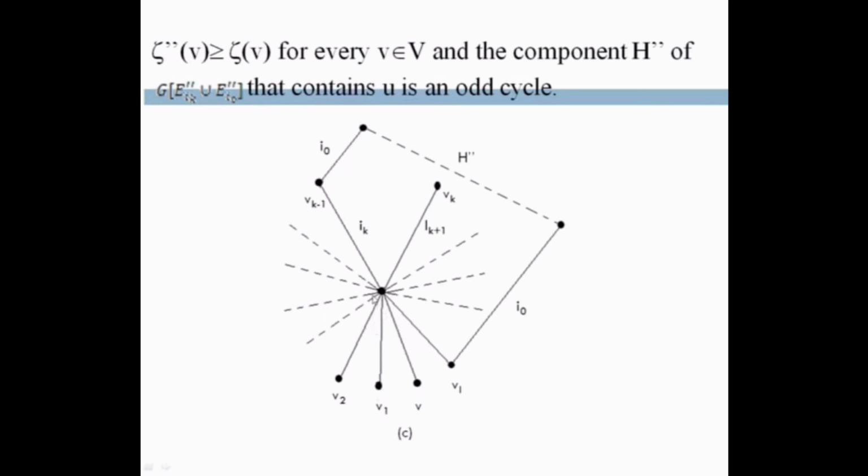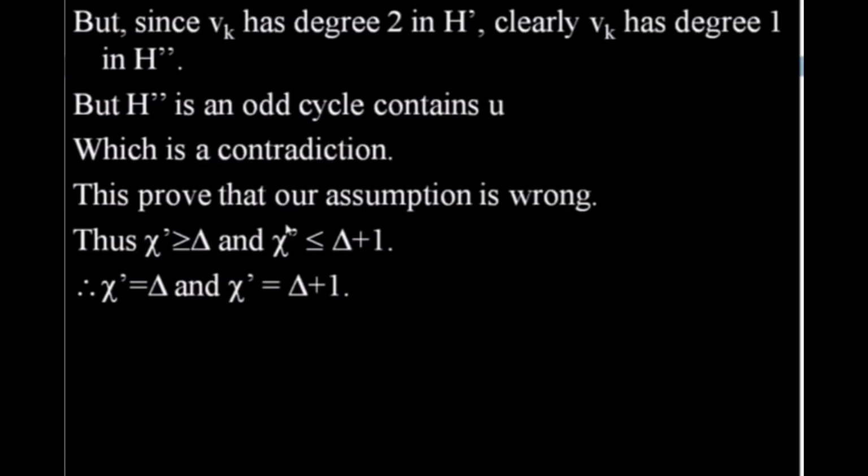Here in this graph C, H double dash is an odd cycle, going through U, V(k-1), i0, and again i0, V1, U. H double dash is an odd cycle. But since Vk has degree 2 in H dash, clearly Vk has degree 1 in H double dash. But H double dash is an odd cycle containing U, which is a contradiction.